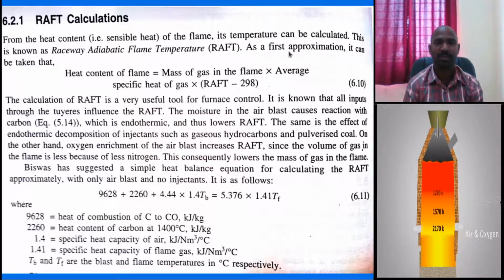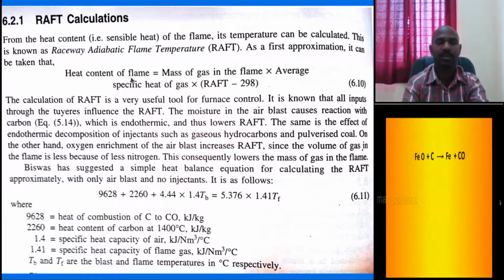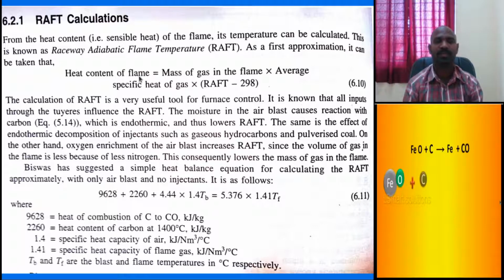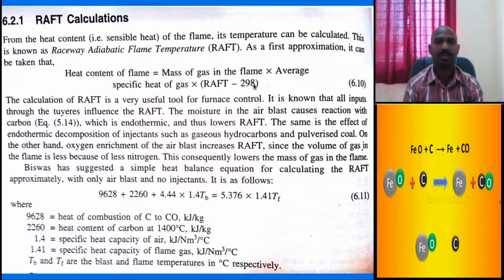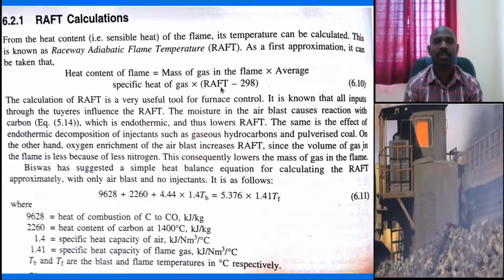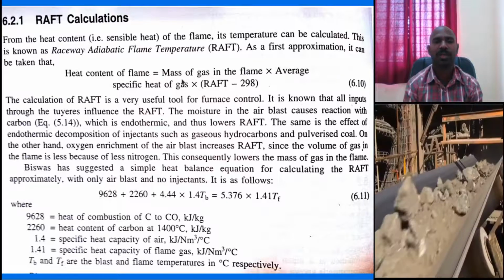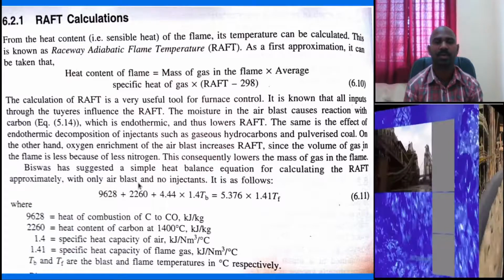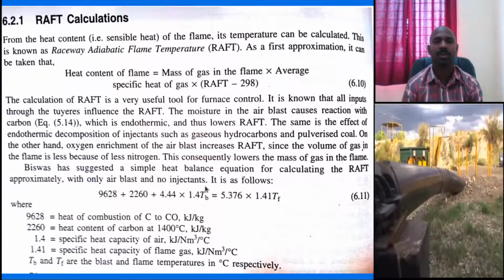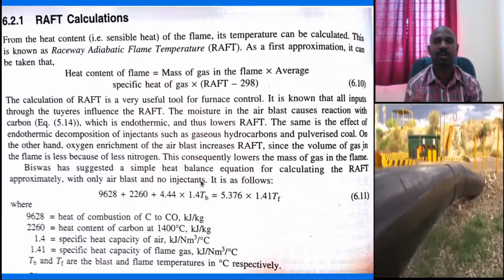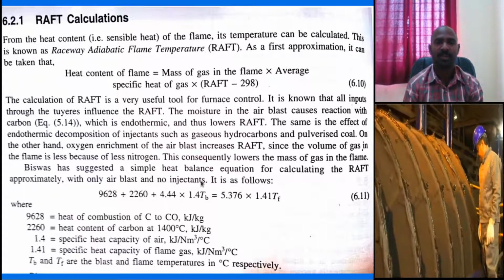So how do you calculate? How do you give an approximation based on this particular mathematical equation? If you know the heat content of the flame, that means enthalpy, the mass of gas in the flame, and the average specific heat of the gas, and 298 K at room temperature, and when all these parameters are known, you can calculate. And this particular approximation is related to only air blast, no injectants are considered, meaning pulverized coal injection and pure oxygen are not considered.